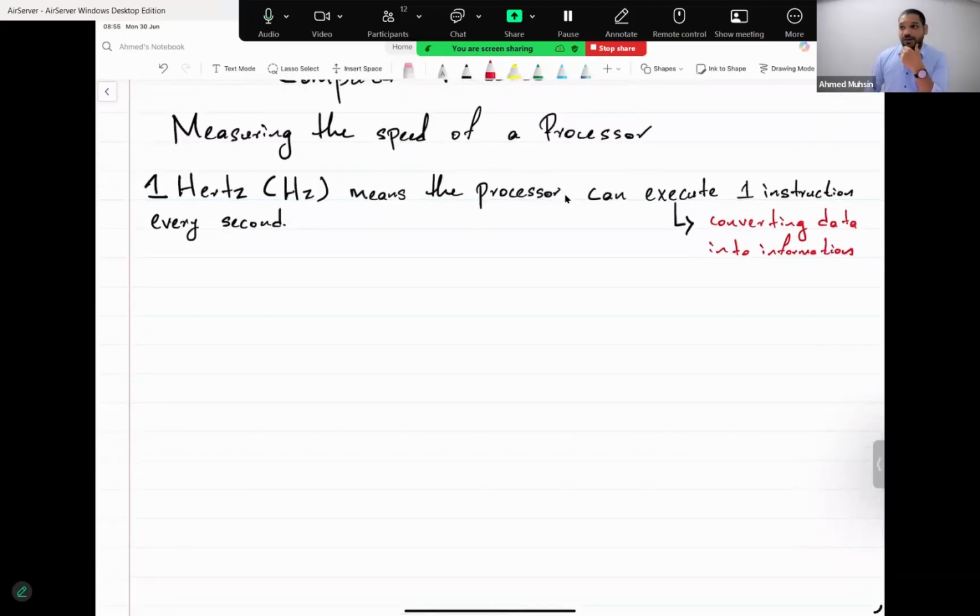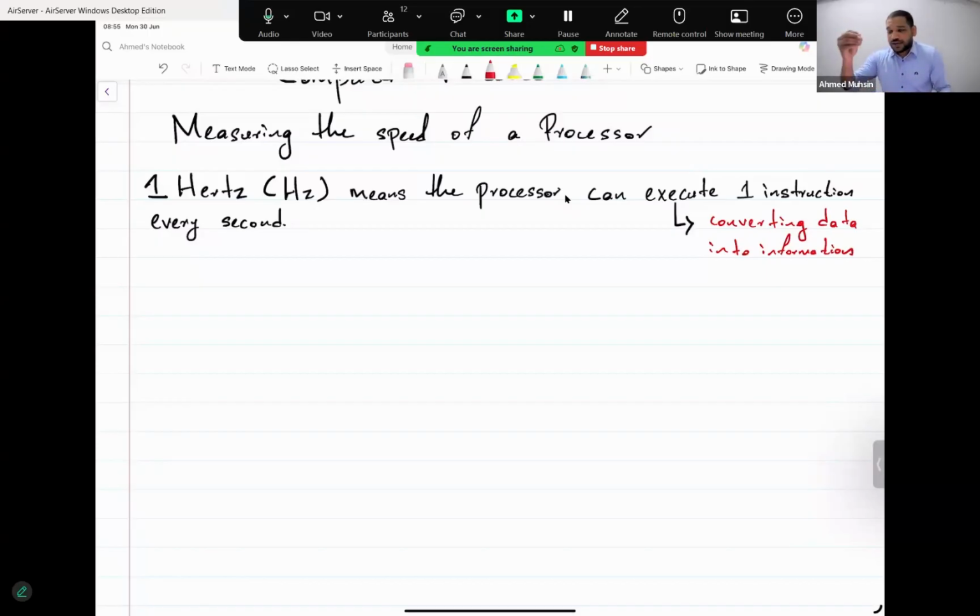Converting data into information. Now, guys, 1 hertz is such a small unit in today's world, because today's processor is so much more powerful. So much more powerful that one hertz is really, really small. So we need to learn of bigger units. Everybody okay with this?